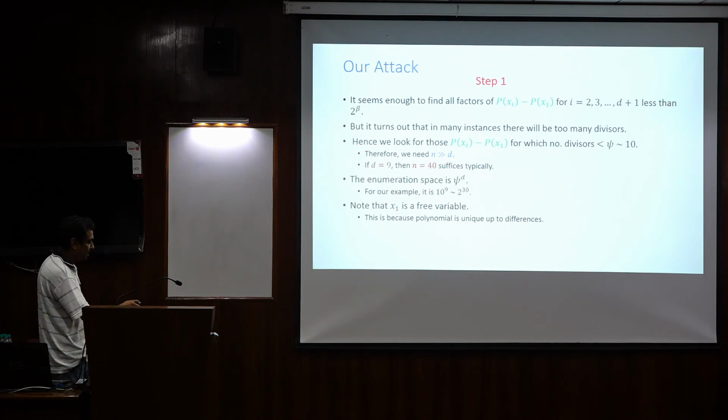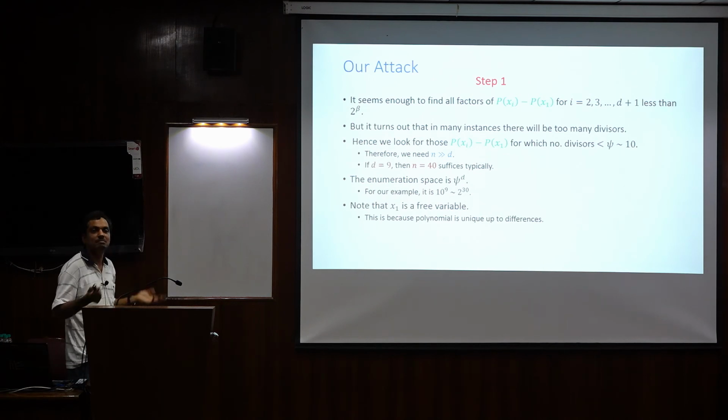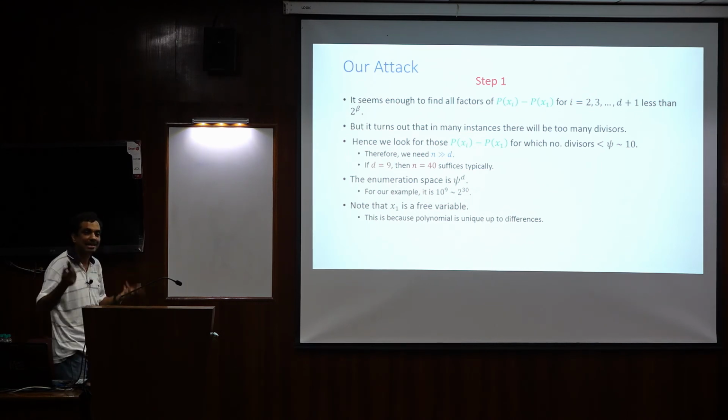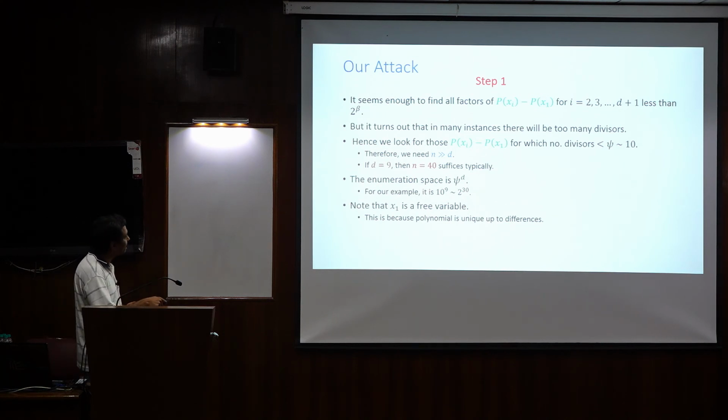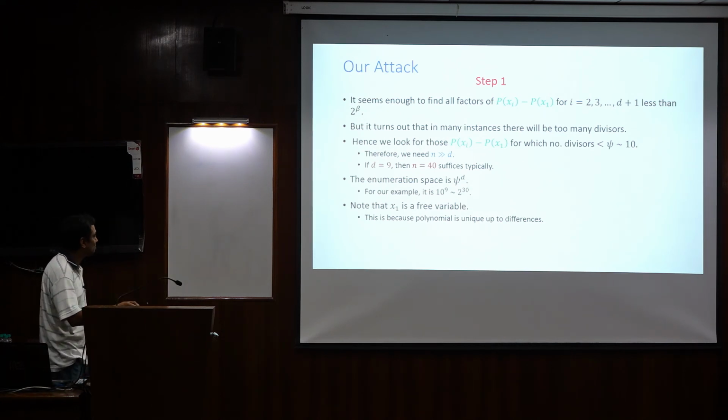Now it is possible that some of the p(xi) minus p(x1) can have a large number of divisors, in which case we will actually limit it to basically a psi value less than say 10, so that our enumeration space is basically 10 to the 9, which is 2 to the 30, which is far less than what they claim in the paper. Yeah, I'll be done in 2 minutes.